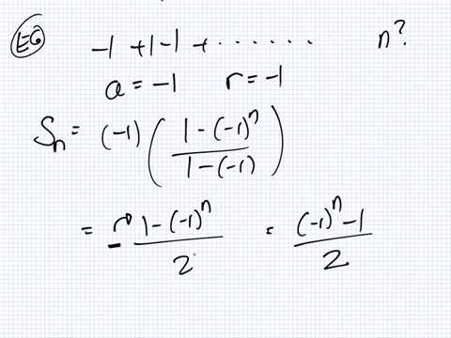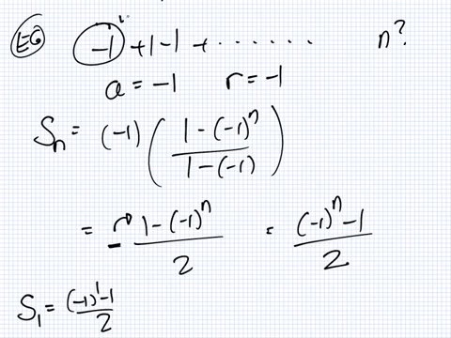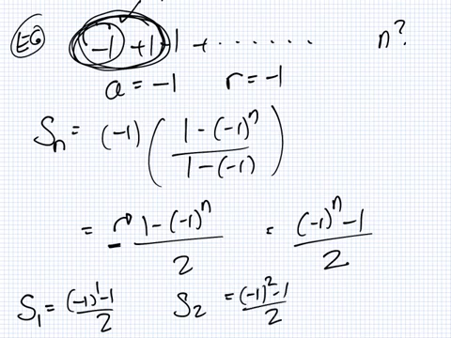You can check this. What should S1 equal? Minus 1. Let's check it. Minus 1 power 1 minus 1 over 2. Minus 1 power 1? Minus 1. Minus 1, divided by 2? Okay, what about S2? What should you get? You should get 0. So S2 is minus 1 squared minus 1 over 2. Minus 1 squared? 1. 1 minus 1 is 0. So this one also works.